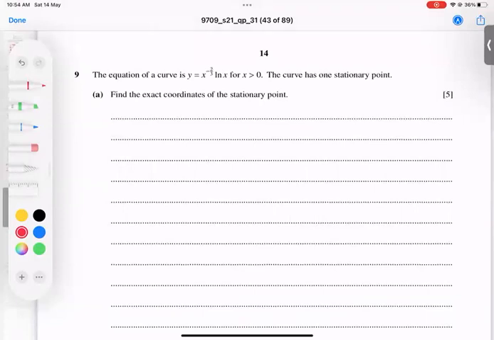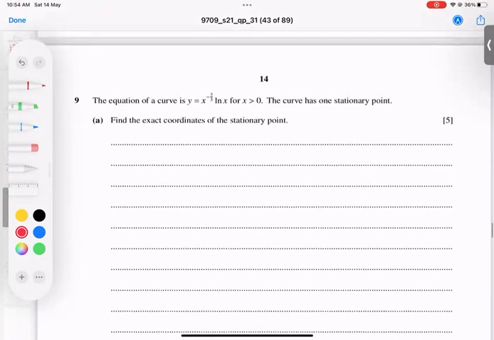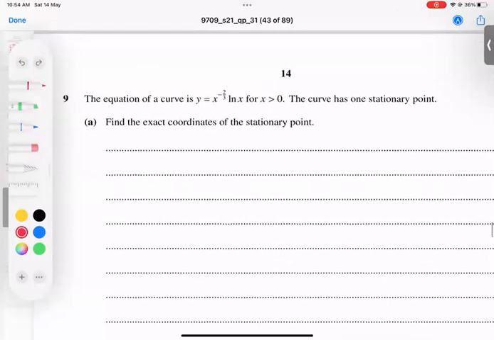What does question number 9 say? The equation of the curve is given and the curve has one stationary point. And he's saying find the exact coordinates of the stationary point. Sorry, it is one point, but it gives x and y both. So first of all, let's start.